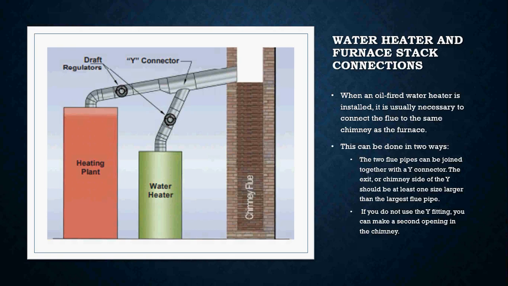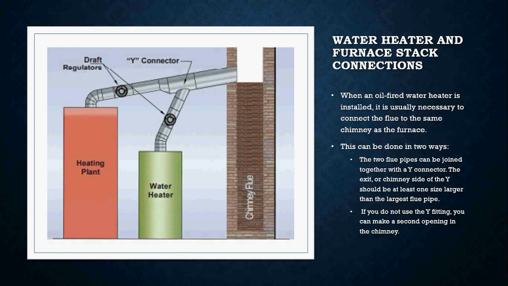When we are installing two or more pieces of equipment, for example a water heater and a furnace, into a single chimney, we can do it in a couple of different ways. You can take the two flue pipes and join them together with a Y connector. The exit or chimney side of the Y should be at least one size larger than the largest flue pipe.